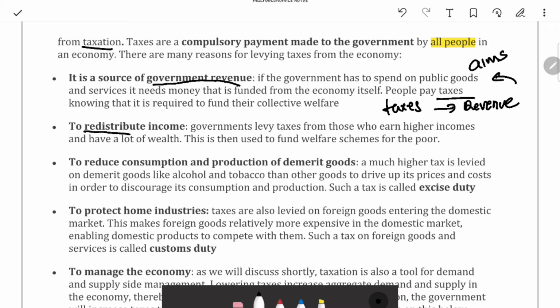The next one is to redistribute income. When governments levy taxes from those who earn higher income and have a lot of wealth, they then use those funds to provide schemes for the poor. The next one is to reduce consumption and production of demerit goods. For example, if you've noticed, alcohol has such a high tax because they want to discourage the consumption of these goods. We call this the excise duty. Excise duty is simply a tax on demerit goods.